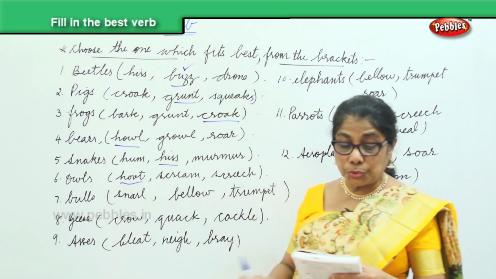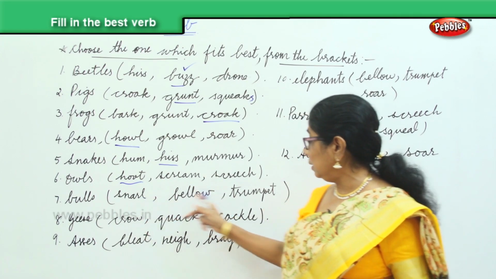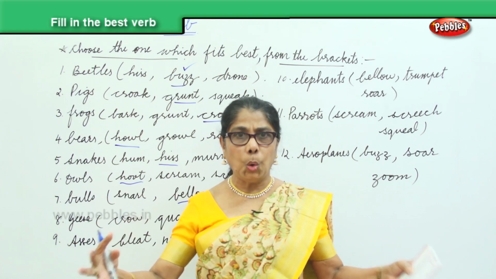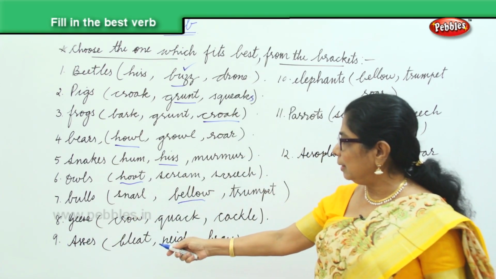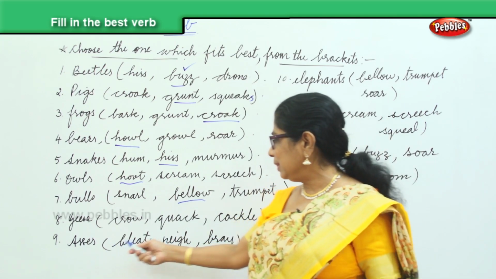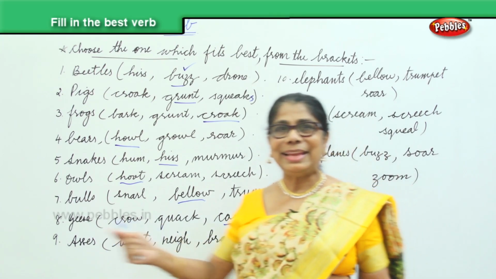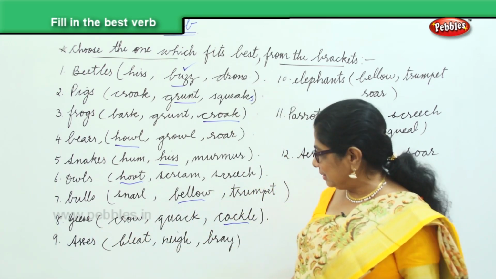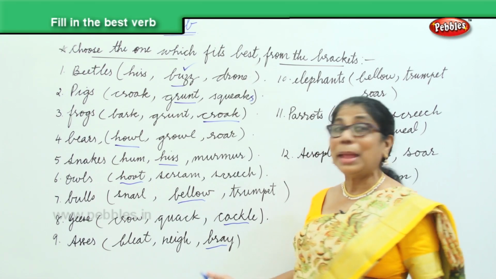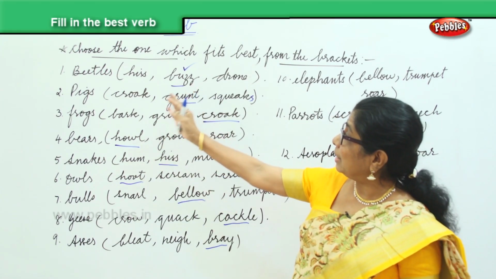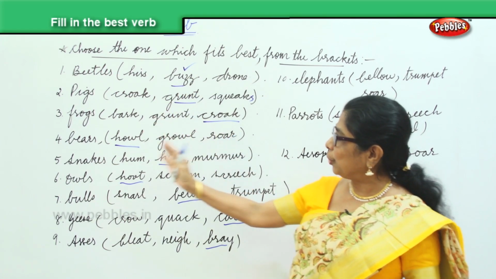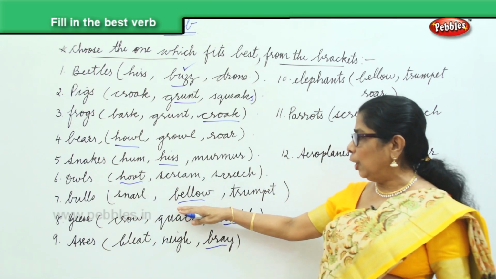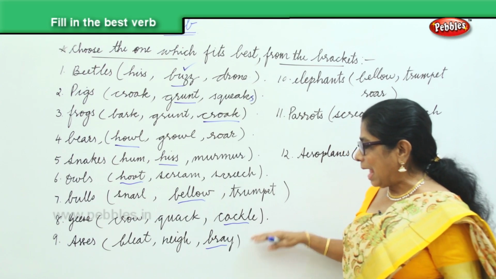Bulls. What do the bulls do? The bulls normally, there is snarl, trumpet, no, bellow. So deep voice the bull has, the bellow. Then the geese, what do the geese do? The geese cackle. We normally say the geese are cackling. You don't say geese crow or quack. Asses, what do the asses do? The asses normally bray. Now look at that. Beetles buzz, pigs grunt, frogs croak, bears howl, snake hiss, owls hoot, bulls bellow, geese cackle, asses bray.